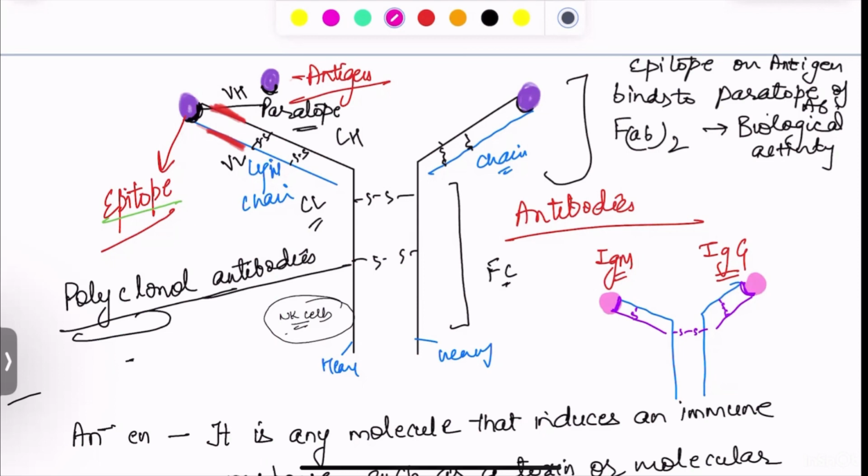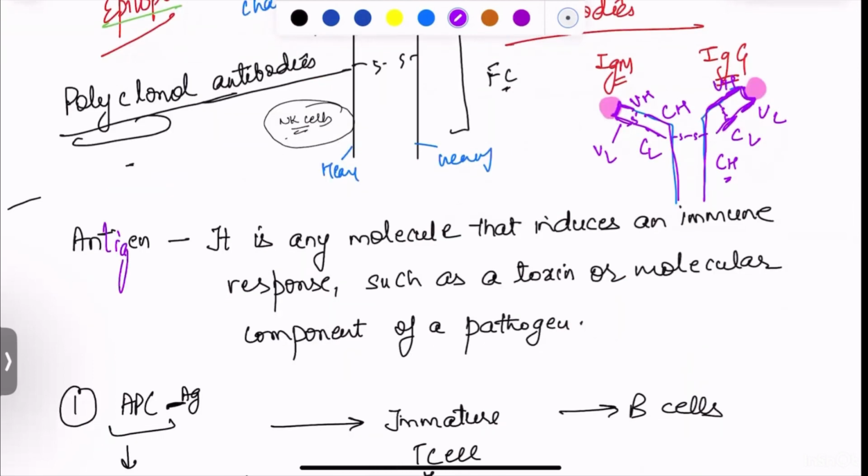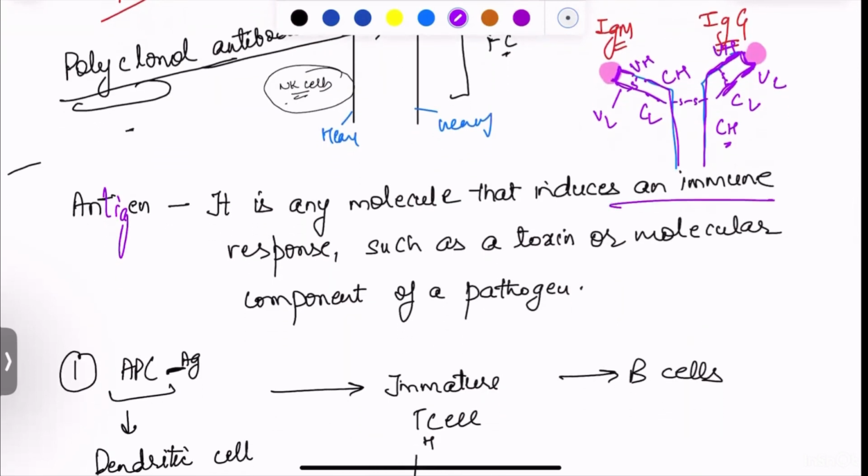Now, there are two regions on the antibody, variable region and constant region. So we have a variable heavy chain and constant heavy chain. Similarly, we have a variable heavy chain and a constant heavy chain. Variable light chain, constant light chain, variable light chain, constant light chain. Antigen is any molecule that induces an immune response, such as a toxin or molecular components of a pathogen.